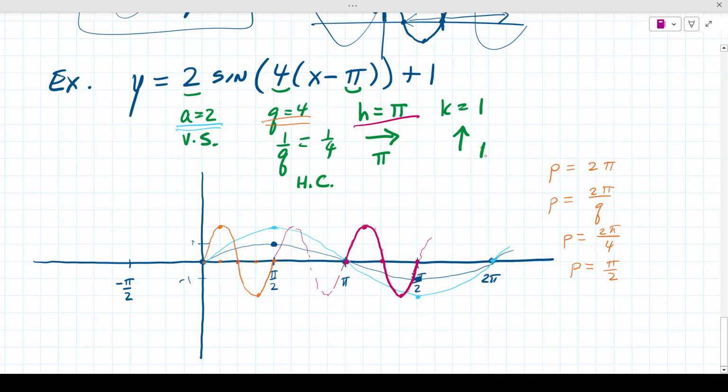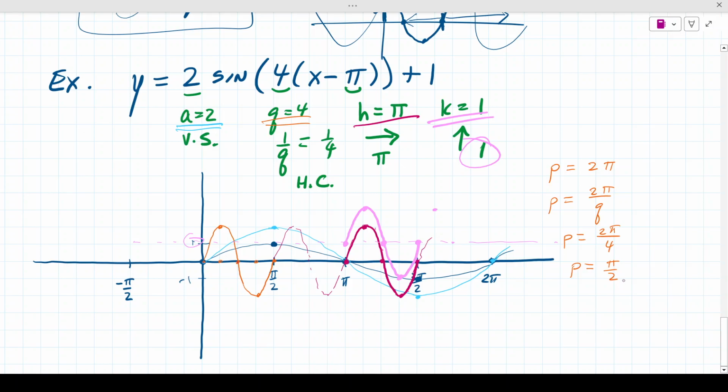Lastly, I need to shift up by 1. So all my points go up by 1. This one comes up by 1, this one comes up by 1, this one comes up by 1, this one comes up by 1, this one comes up by 1. I have a new midline. My midline is now going to be 1. Okay, and my graph looks like this.